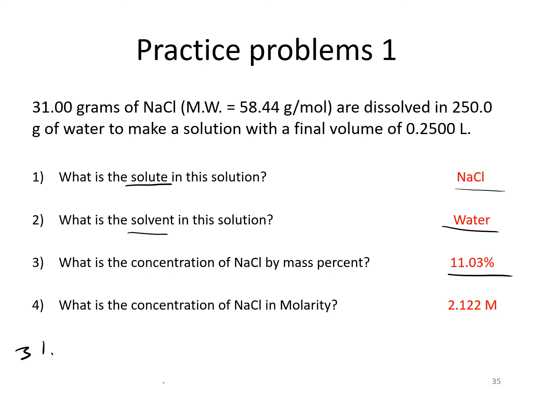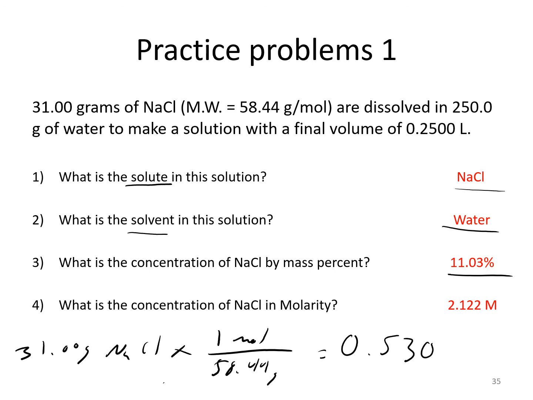So we have 31.00 grams sodium chloride. We need to convert this to moles. 1 mole on top, 58.44 grams on the bottom. So we're going to be in 4 sig figs here. 31.00 times 1 divided by 58.44. And 4 sig figs gives us 0.5305 moles divided by the volume in liters of 0.2500 liters gives us 2.122 molarity.